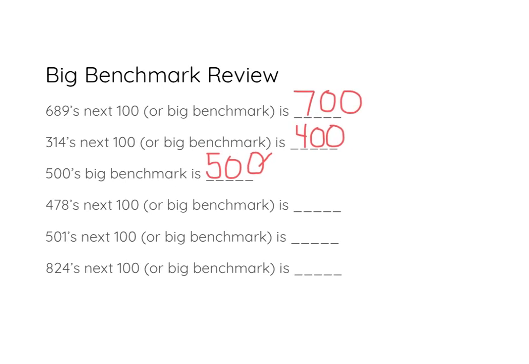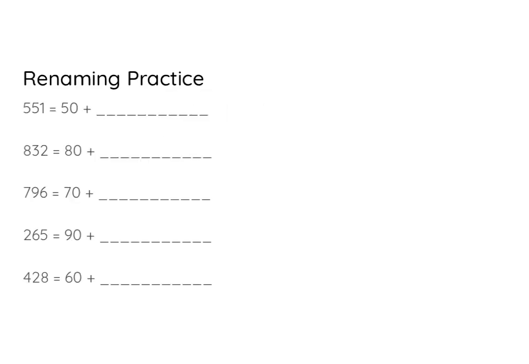478's next 100, or big benchmark, is 500. 501's next 100 has to go all the way to 600. And 824's next 100 equals 900. Great job. All right, now do your practicing of renaming. You should be doing some of this every day to get ready for shopping or take from 10.